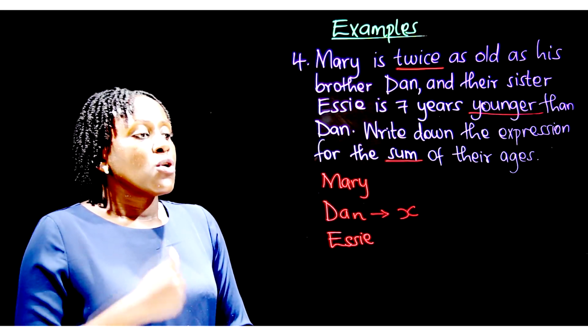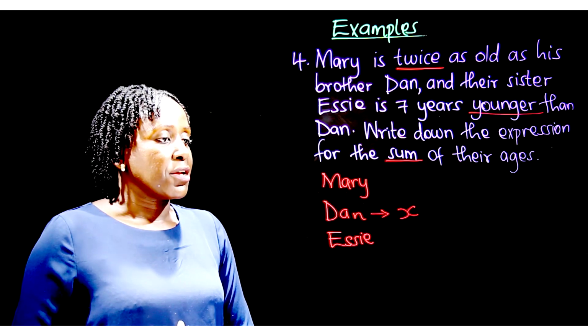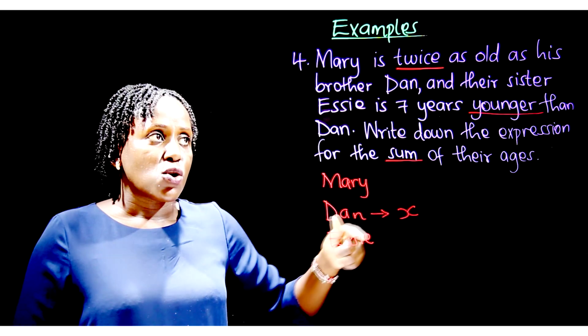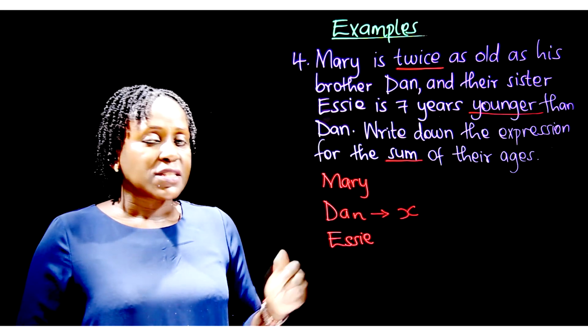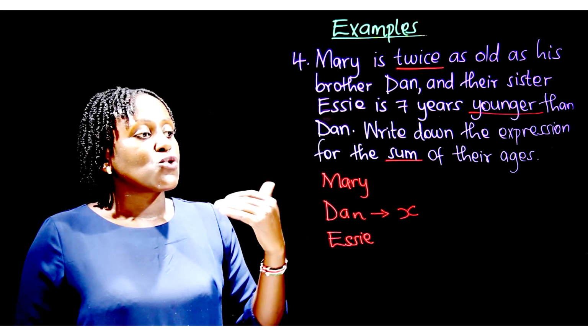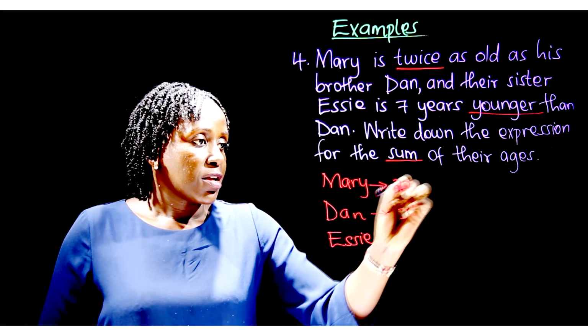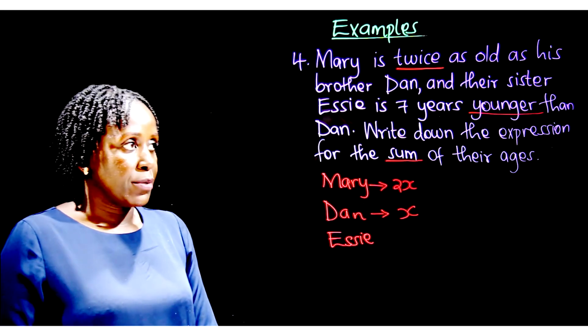So now, how old is Mary in relation to X? So Mary is twice as old as Dan. So twice means times 2. So 2 times X is 2X. So Mary is 2X years old.